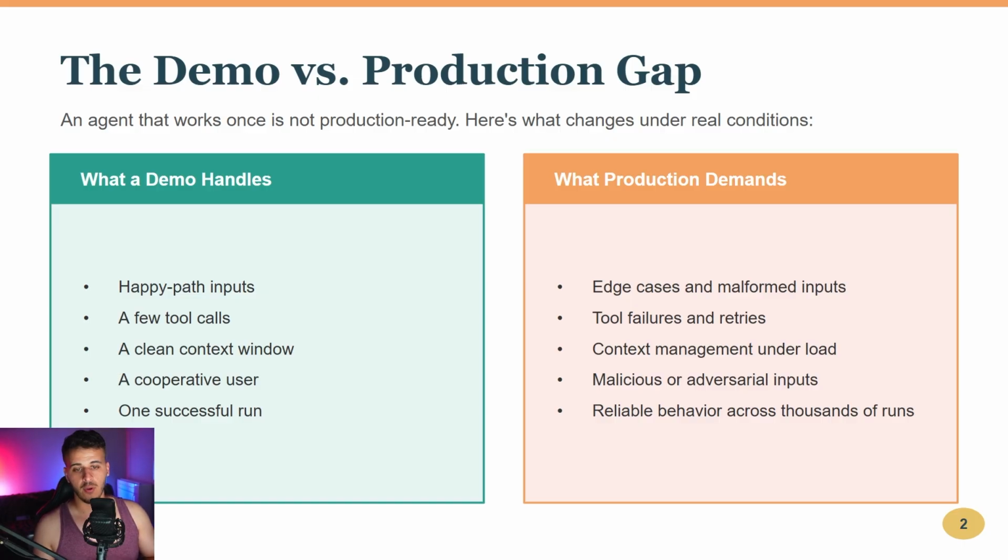Also, in the demo, you have a clean context window. You know how to prompt the agent, but you rarely try to break it. And in a lot of cases, in production, users don't know the absolute best way to use the agent. They're going to bloat the context. They're going to miss relevant information. So you need to handle that before you go into production.